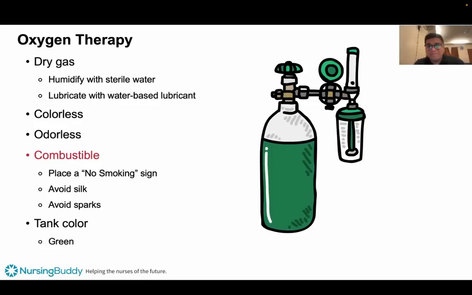So now, another thing that we need to be equipped with is the concept of oxygen therapy. What does oxygen do? What are the attributes of oxygen? Okay? So first, what you need to remember is that oxygen is a dry gas. Having it as a dry gas, you need to humidify it. That is actually the purpose of this chamber here, wherein we need your sterile, distilled water, and we also need a lubricant which is a water-based lubricant.